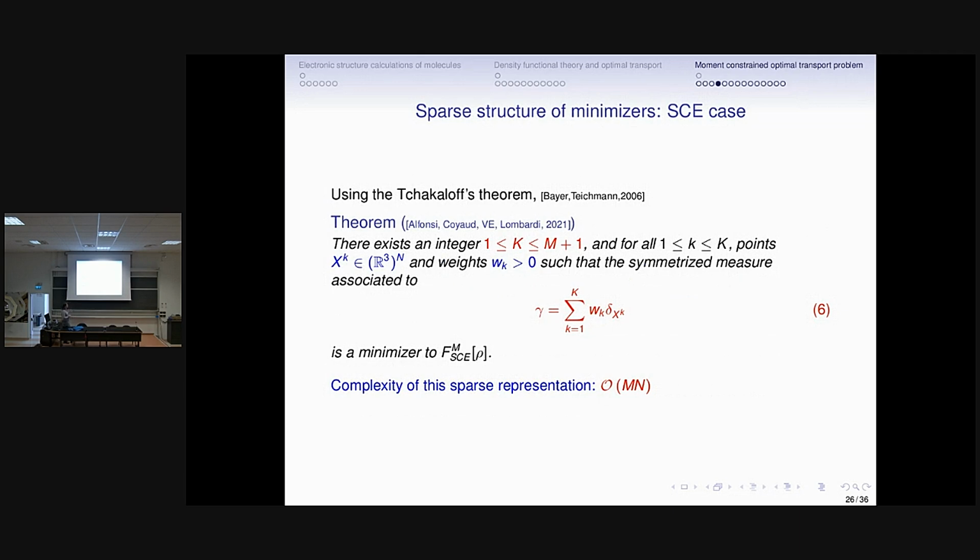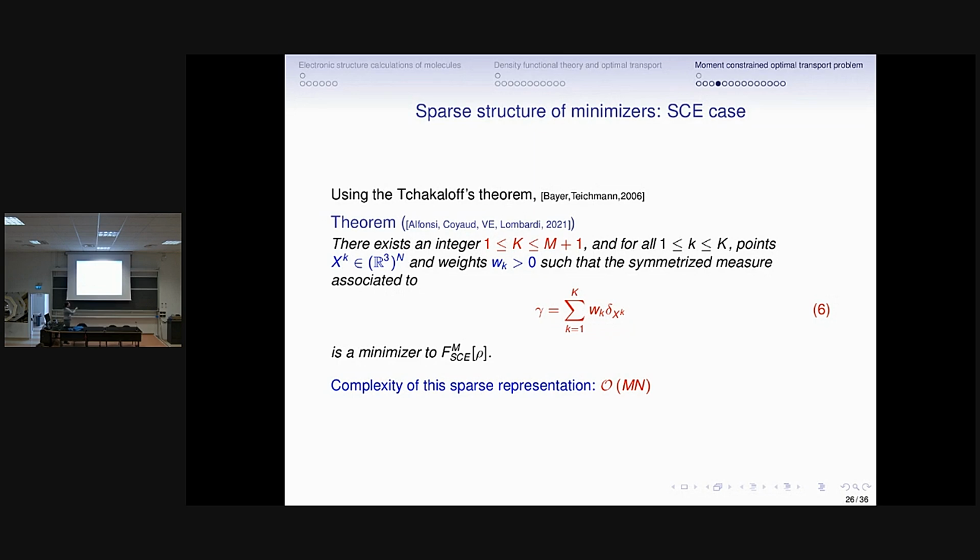Now, what's really interesting about this approximation is that if you fix M, the number of moment constraints, then I'm stating here the sparsity result in the classical optimal transport case. You can prove that there exist minimizers to the moment constraint approximation, gamma. These are probability measures defined on R^3n, and you can find minimizers that can be written as discrete measures, some weights w_k times Dirac masses located at some points x_k in R^3n. For the number k of Dirac masses entering the decomposition, you can prove that you can find minimizers such that k is lower than m plus 1, where m is the number of moment constraints.